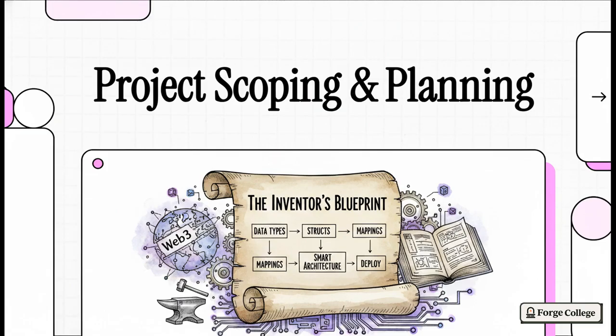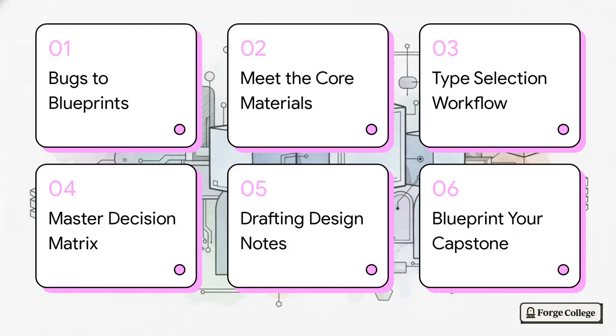Because, in the Web3 space, planning your data layout up front, that's how we guarantee everything runs like a well-oiled machine when we finally hit deploy. Okay, let's take a quick look at our schematic for today. We're going to get your capstone project out of the realm of raw ideas and map it out into a fully scoped data architecture. We'll start with moving from bugs to blueprints, meet the core materials, walk through our selection workflow, check out the master decision matrix, draft your design notes, and finally, blueprint that capstone.